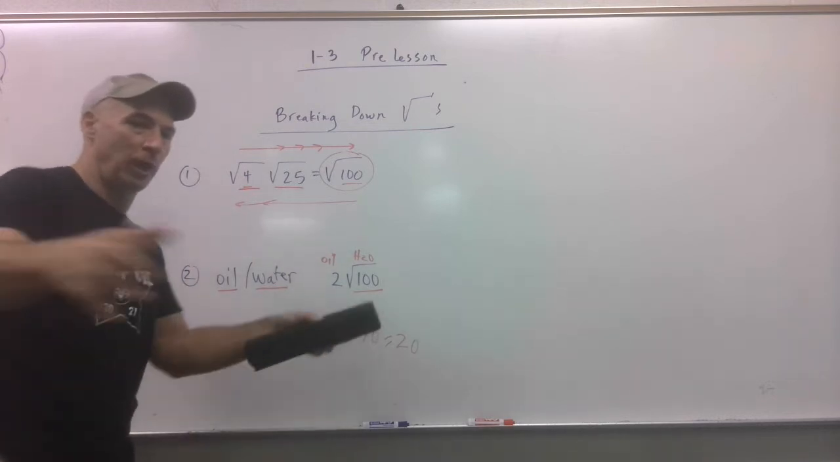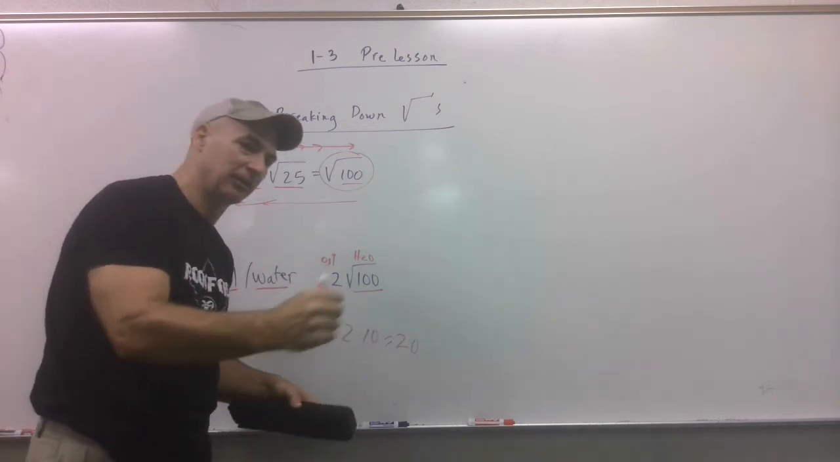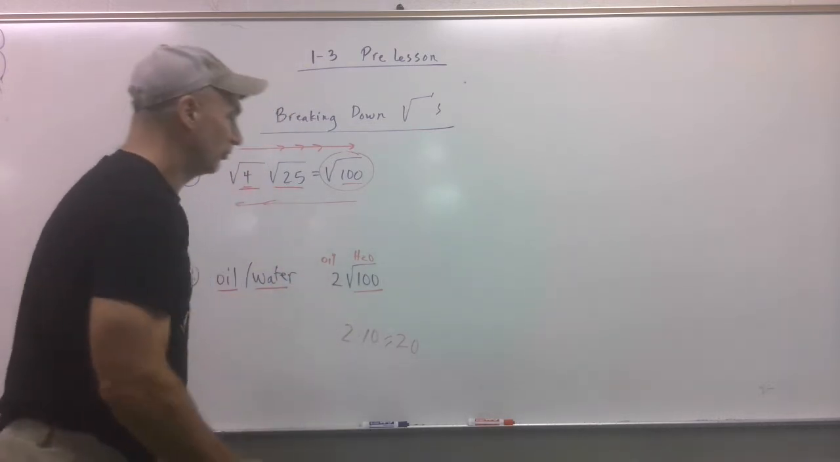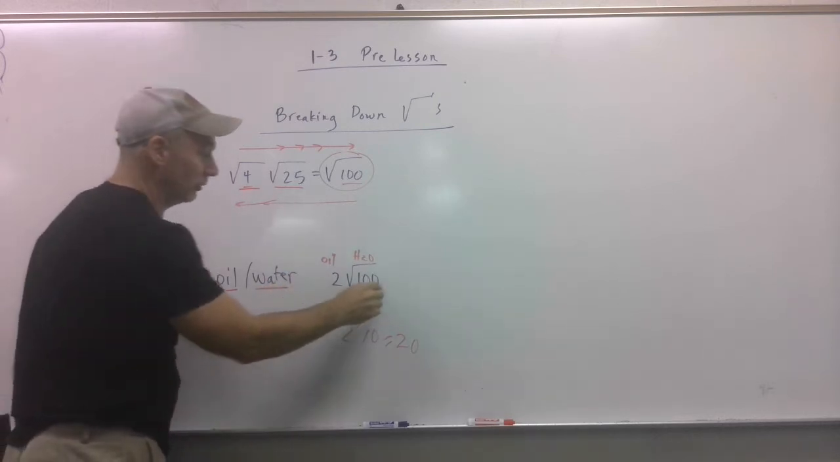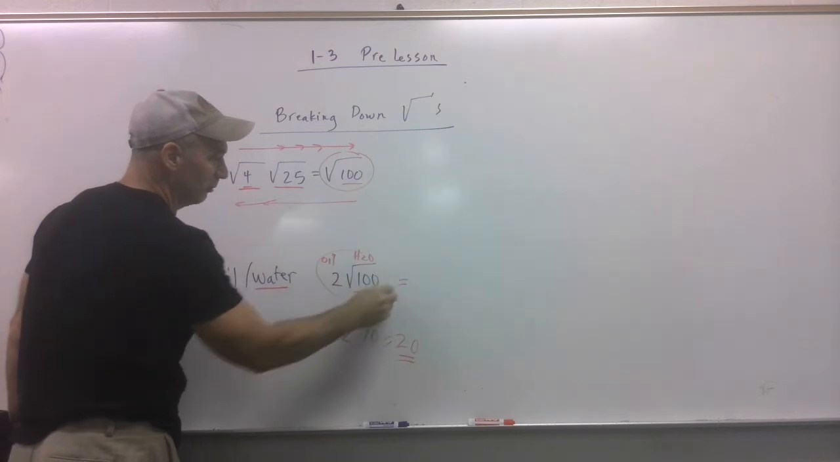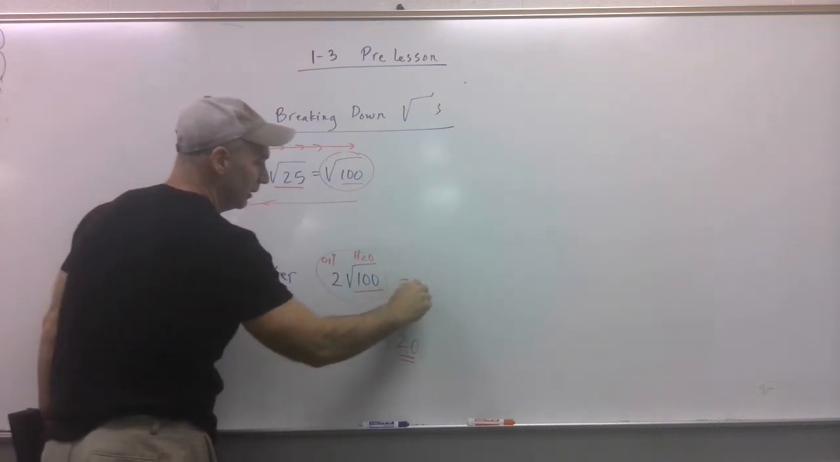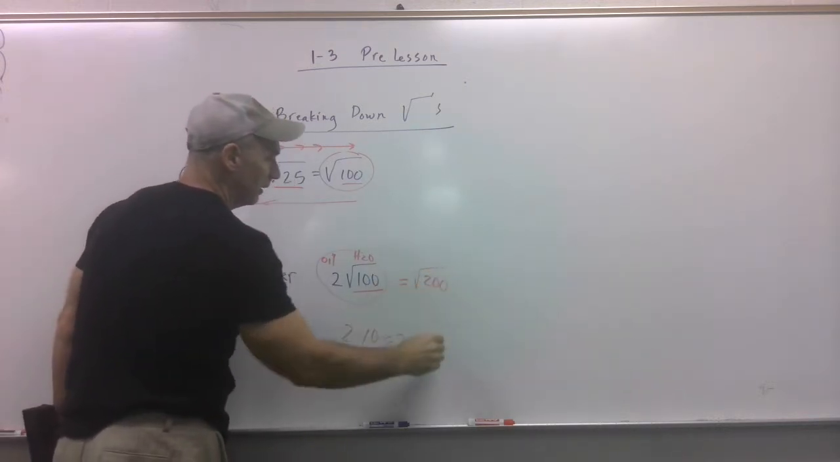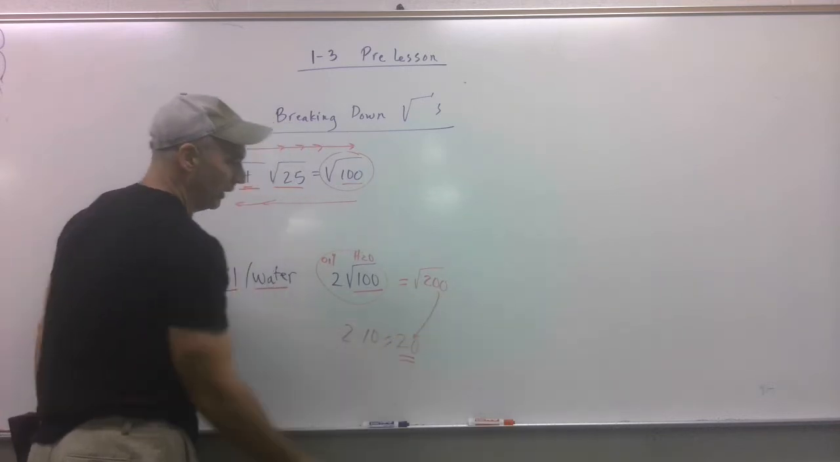If you put oil and water together in a bucket, you try to mix it, they don't mix. So mathematically, I want to prove that to you because we know that this equals 20. Well, let's go in an experiment and try to mix them. You get the square root of 200. Is the square root of 200 20?